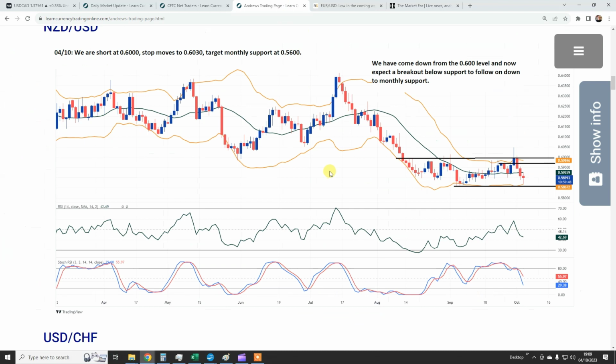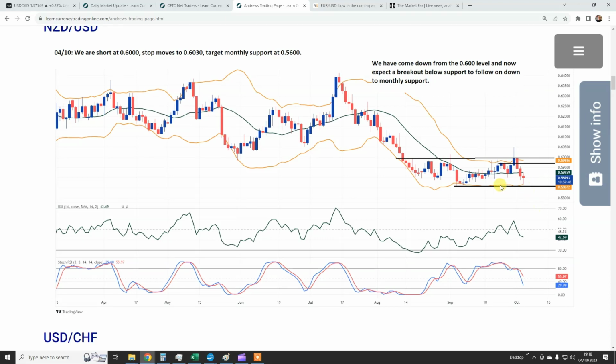Next pair, NZD USD, and this is really a similar story to AUD USD. A nice move down, then you kind of chop about and you poke up, come down. We're still in a range actually. We're short at the 60 level. There's not much in this trade this morning, so it might be an idea to wait for a break of the bottom of the range.